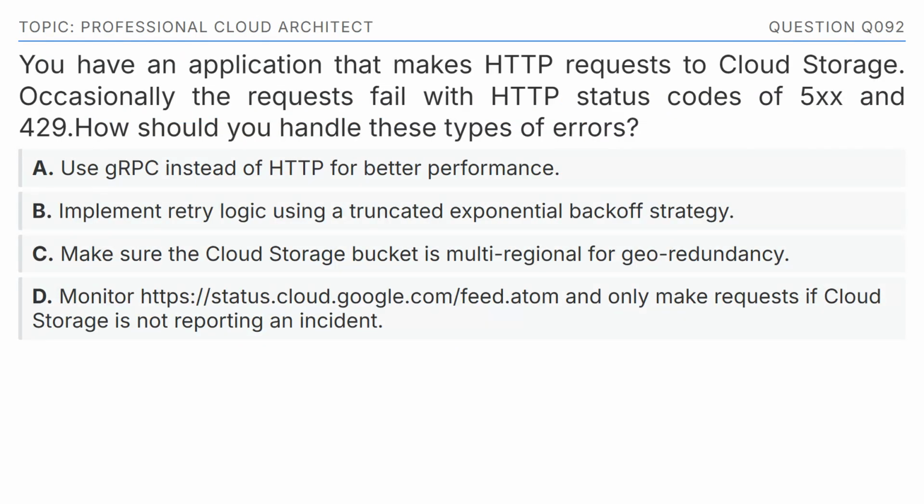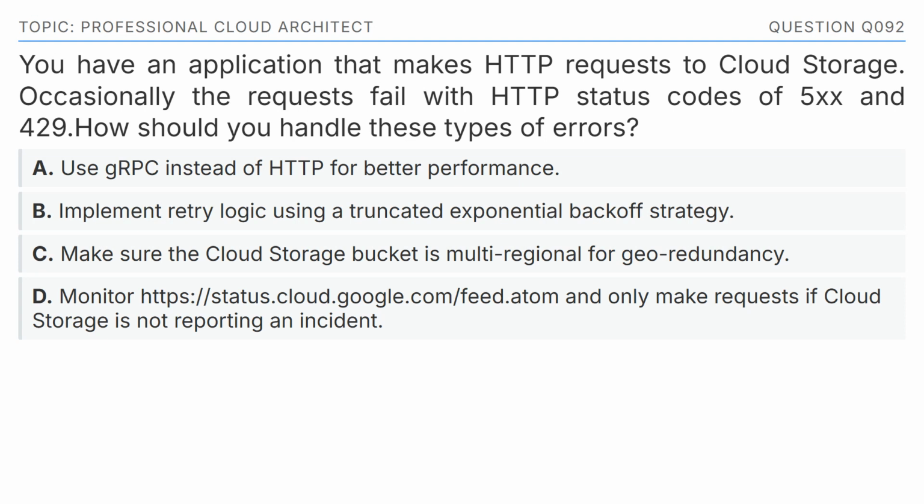You have an application that makes HTTP requests to cloud storage. Occasionally the requests fail with HTTP status codes of 5XX and 429. How should you handle these types of errors? The options are: Option A, use gRPC instead of HTTP for better performance. Option B, implement retry logic using a truncated exponential backoff strategy.